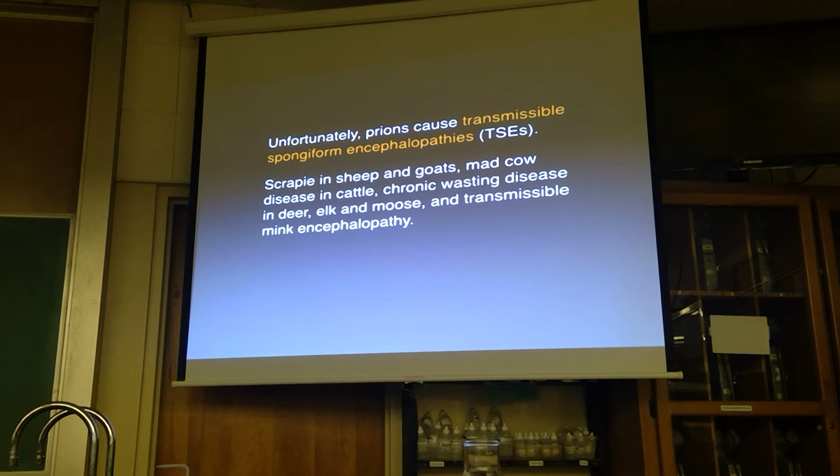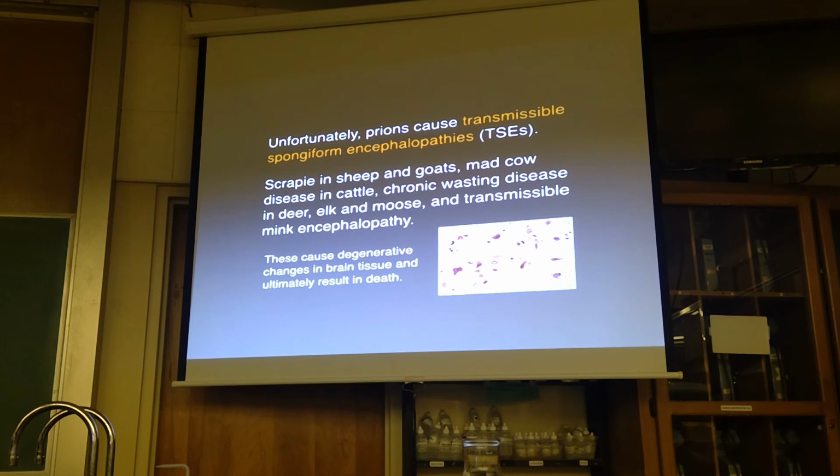Common names for these spongiform encephalopathies: if it's in cattle, it's called mad cow disease. If it's in elk, deer, moose, it's called chronic wasting disease. If it's in mink, it's called transmissible mink encephalopathy. In other words, it's fairly widespread. These prions are in the environment, and again, because they're very stable and because they enter their host organism through ingestion, it's fairly easy to pick these things up. This is some brain tissue that has been damaged.